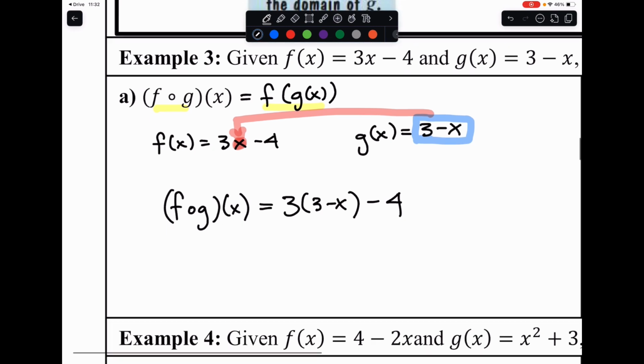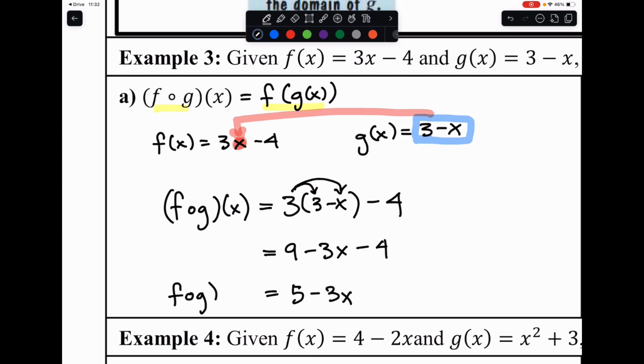Now, to simplify it, however, because we're doing this, I do want you to practice your algebra. So I do want you to simplify this, which will distribute the 3 into the parentheses, giving us the following. And then combining like terms, which is the combining of the 9 and the 4, that's going to give us 5 minus 3x. So in simplified form, fog of x equals this. Let's try the next one.